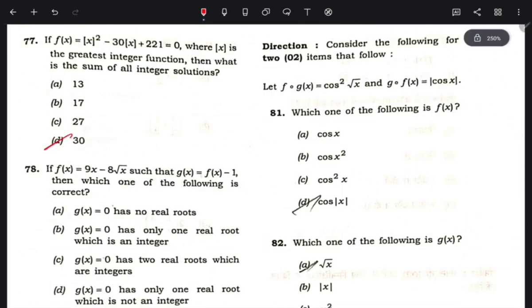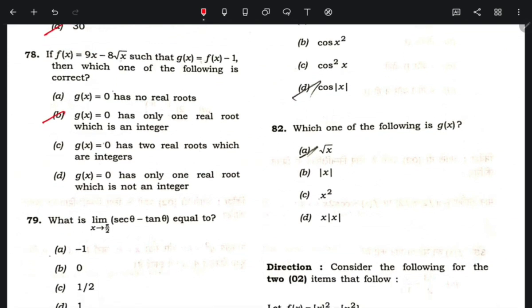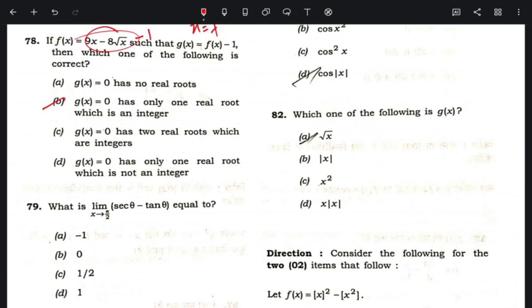77, so this will be D. 78 you will get B. So this is actually a quadratic equation, right? So you just substitute f of x minus 1, this negative 1 will be g of x. Take x is equal to t square, so you will get a quadratic equation here. So whether it has one root or real root, you just have to find the properties of roots for 78.